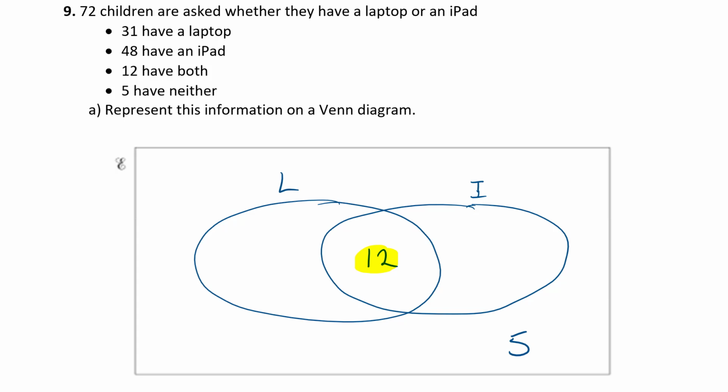So if 31 have a laptop and 12 have both, that means that 31 subtract 12, which is 19, have a laptop only. So 19 plus the 12 makes you 31. Okay, and on the other side, iPads, if 48 have an iPad and 12 have both, then just an iPad is going to be 48 subtract 12, which is 36. Then if you add up those four numbers, 19 plus 12 plus 36 plus 5, you'll see that does come to 72. Okay, so there we go, that's that bit.